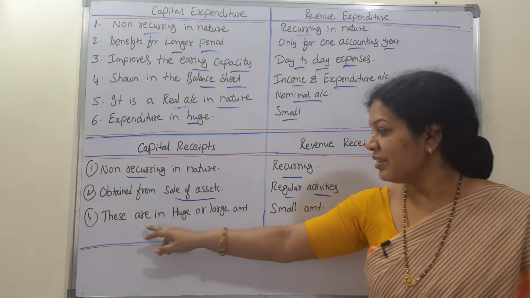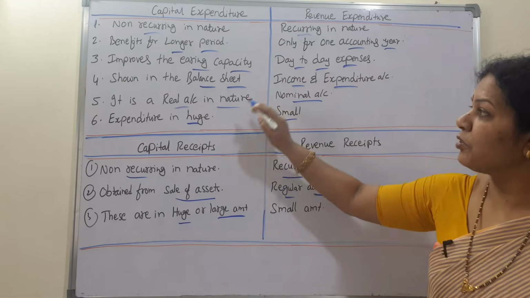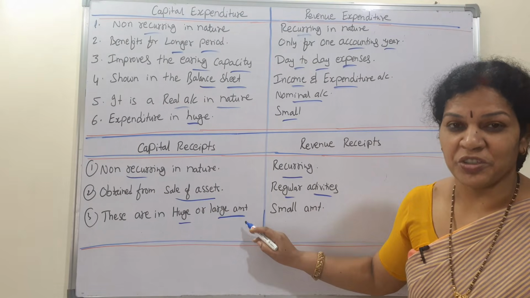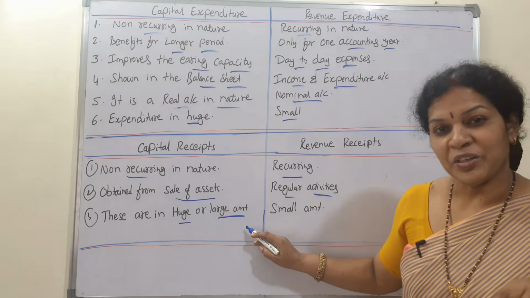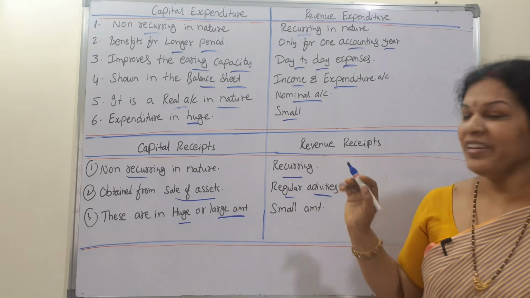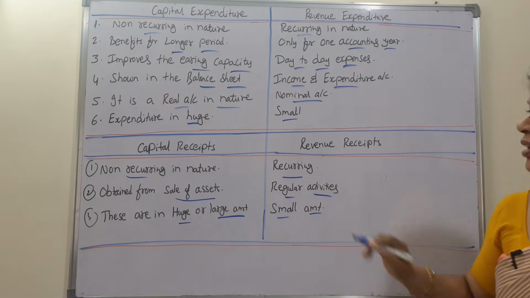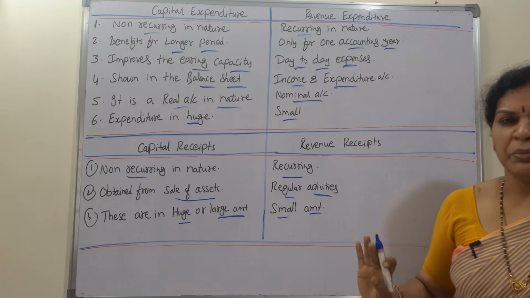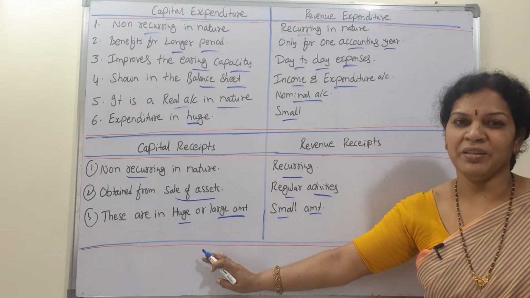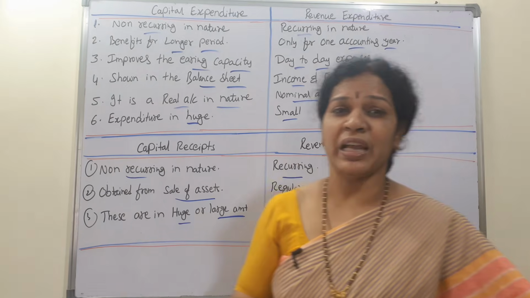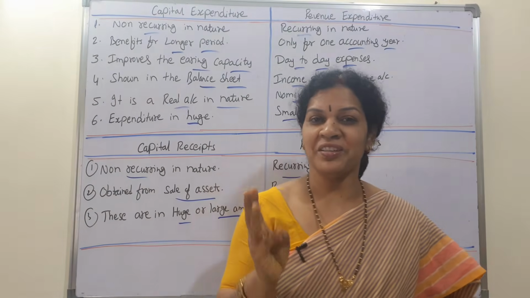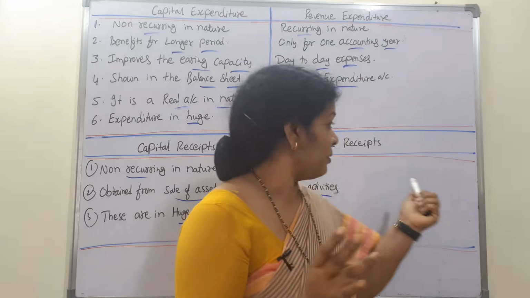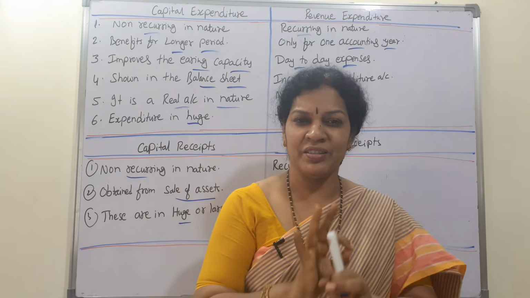Another difference is that these are huge and large amounts. Expenditure huge, receipt also huge, large amount. That is why we say it is a capital receipt. And revenue receipt will always be a small amount, here also small. Expenditure or receipt, whatever it may be, this amount will be small and this will always be large. That's all. This is the difference between capital and revenue: capital expenditure, revenue expenditure, capital income and the other one, which is revenue receipt. That's all. This is the difference.